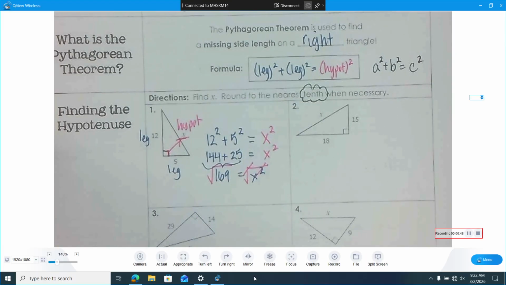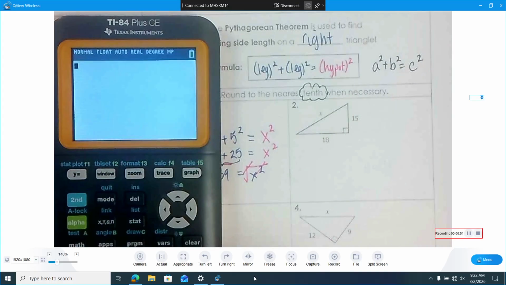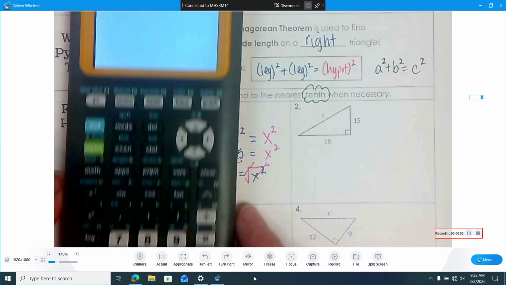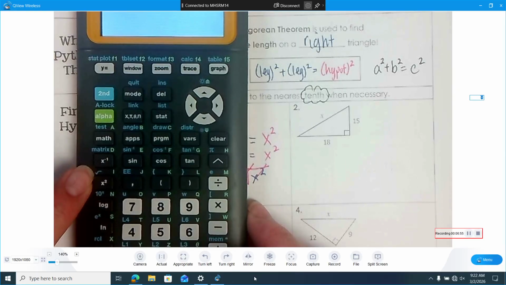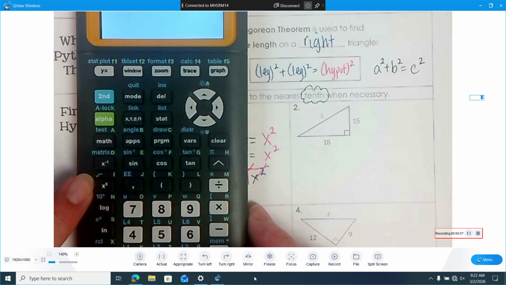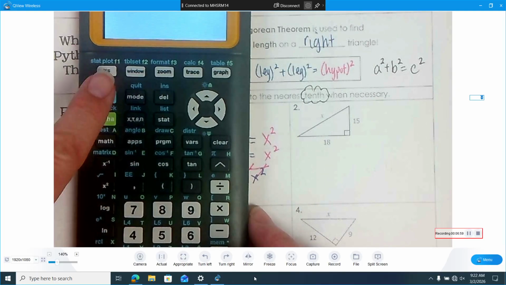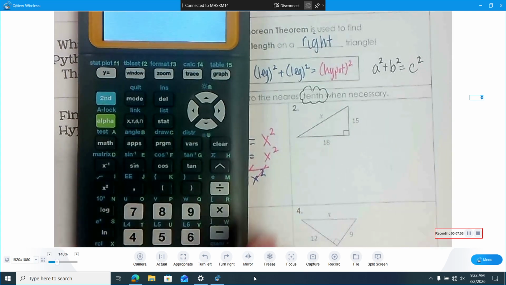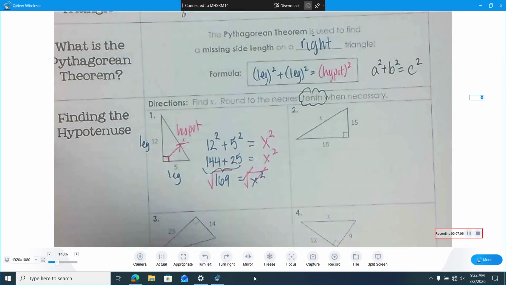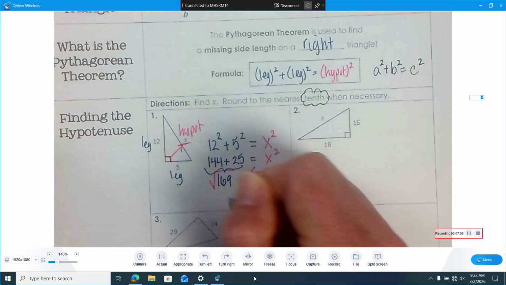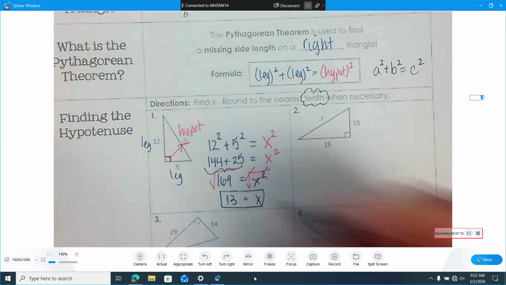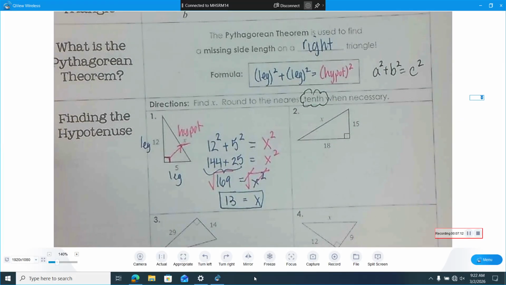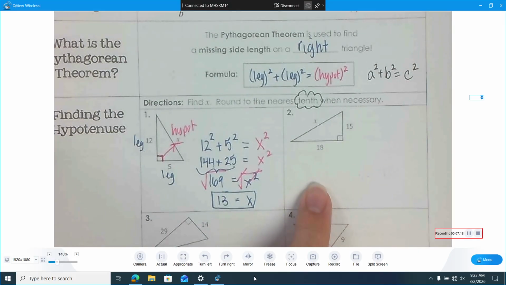So do you remember how to do the square root in your calculator? Square root is right here above the x squared. And it's blue, so you need to do second square root of 169, and that gives me 13. So x equals 13. So our hypotenuse is 13. It is easy.